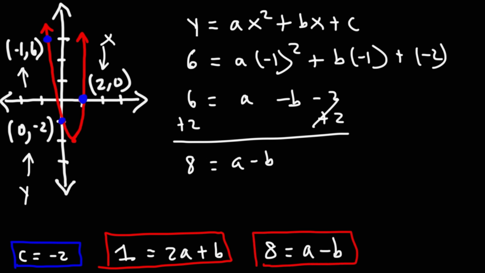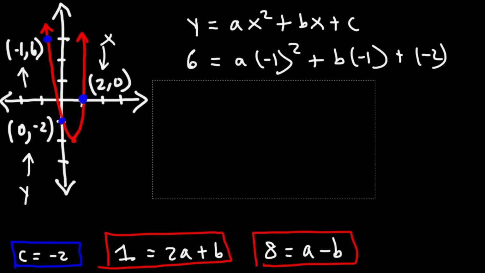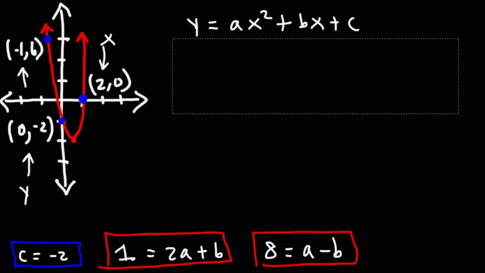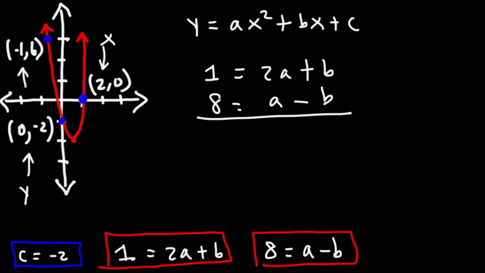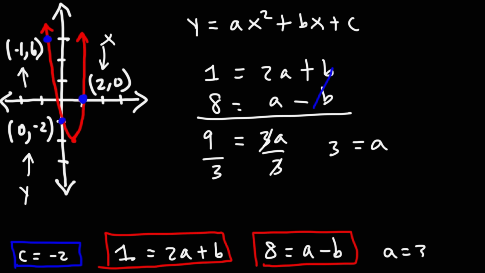So we have a system of 2 equations and 2 variables, a and b, and we're going to use the elimination method to solve it. So I'm going to write the first equation here, and then the second equation right underneath it. Notice that if we add these 2 equations, b is going to cancel. b plus -b is 0. 2a plus a is 3a, 1 plus 8 is 9. So we get 9 = 3a. Next, we need to divide both sides by 3. So 9 divided by 3 is 3. So now we have a = 3.